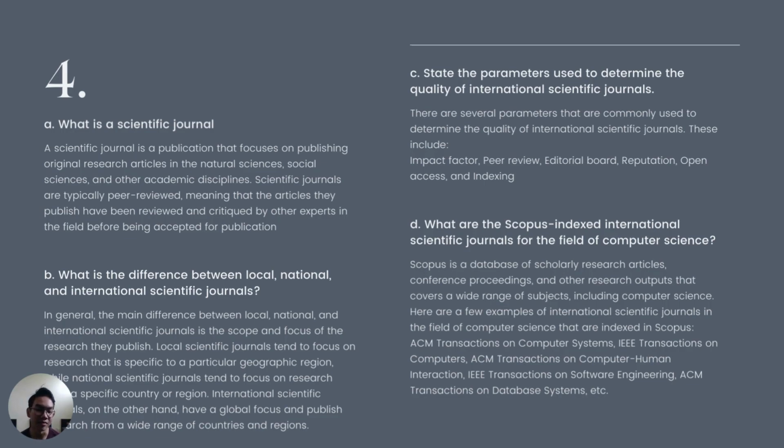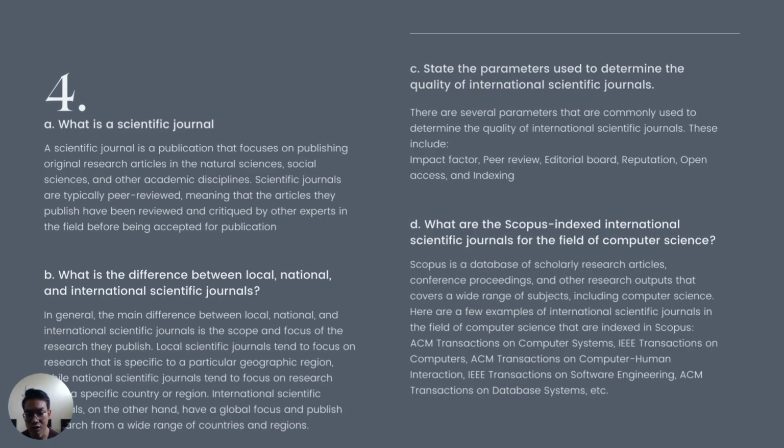First is the ACM Transactions on Computer Systems. Second is IEEE Transactions on Computers. Third is ACM Transactions on Computer-Human Interaction. The fourth is IEEE Transactions on Software Engineering. And the last is ACM Transactions on Database Systems, and there are others, etc.